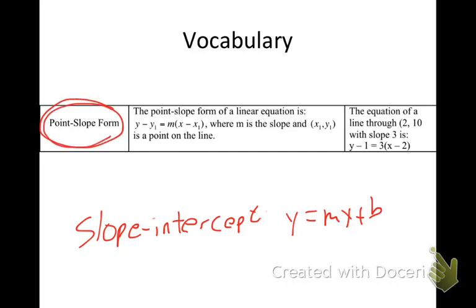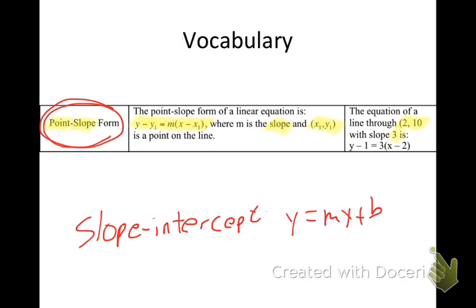Now, why do you suppose it's called point slope form? Anybody? Because you need a point and you need a slope in order to write the equation. Okay, so point slope form is y minus y1 equals m parentheses x minus x1. And this is used when I know a point and when I know a slope.